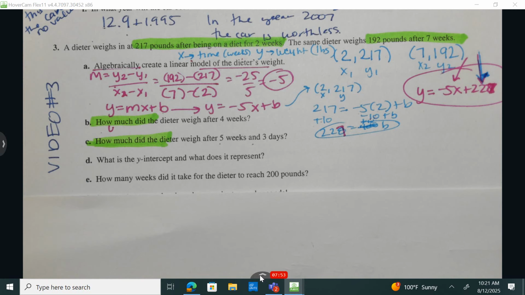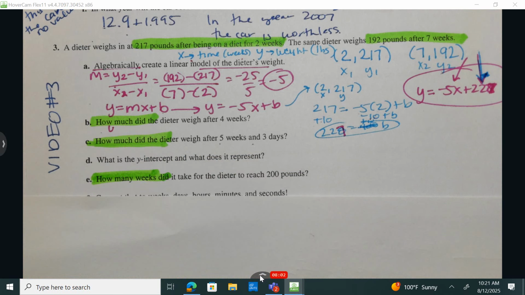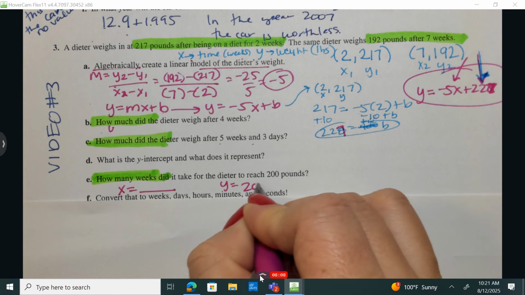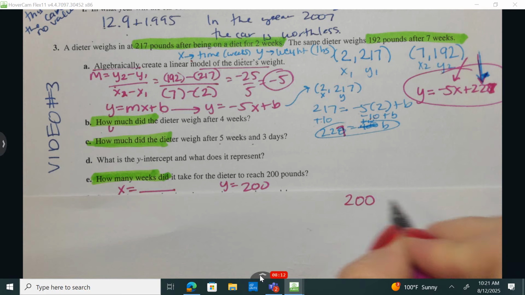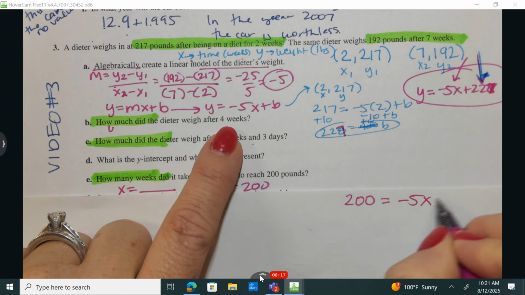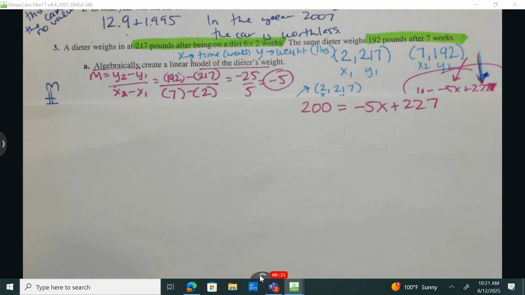How many weeks does it take for the dieter to reach 200 pounds? So you ready? Please underline how many weeks. This is not the y value you're looking for. This is the x value. We want to know what is the x value when the y value is 200. So I'm going to do the little algebra here. I'm going to replace y with 200. I'm looking at my equation here. This is my starting equation, and now I'm going to do the algebra to achieve the x.